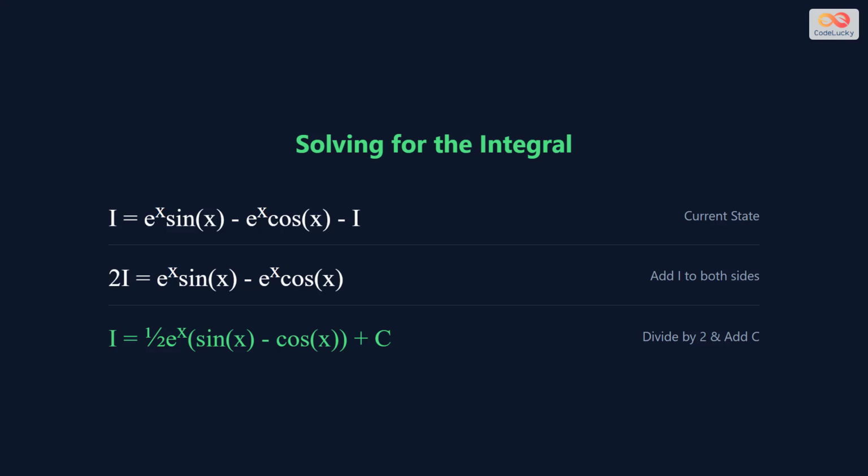Now we simply use algebra. We have a minus I on the right side, so we add I to both sides to get 2I. Finally, we divide by 2 and add our constant c, and there is our solution. We solve the integral by using algebra without ever directly integrating the final step.